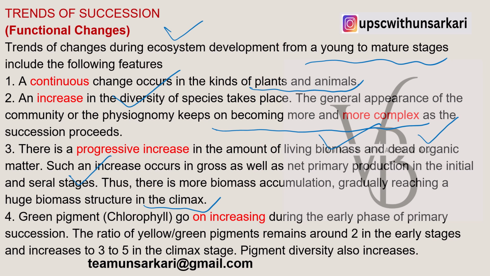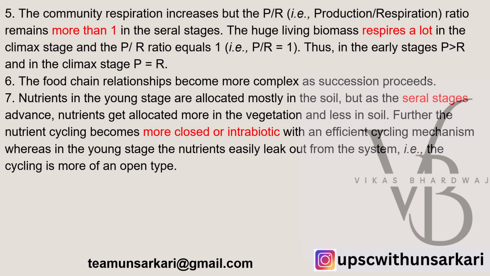Green pigment, or the chlorophyll, goes on increasing from the early phase, that means the primary succession. The ratio of the yellow green pigments remains around 2 in the early stages to 3 to 5 in the climax stage, and pigment diversity also increases. So what we have to see is that the change is there when we speak about ecological succession. From the functional perspective, it is continuous, it is bringing more diversity, it is progressive in nature, and even chlorophyll increases.